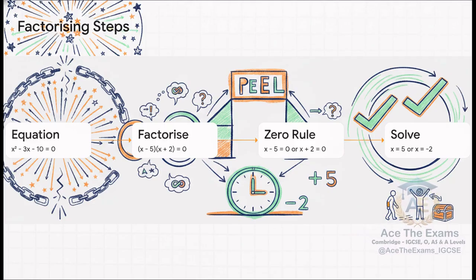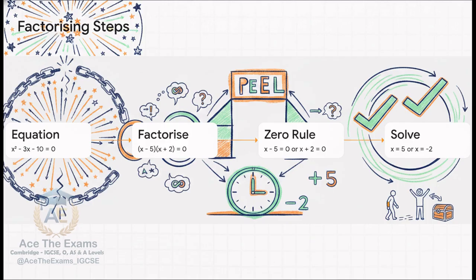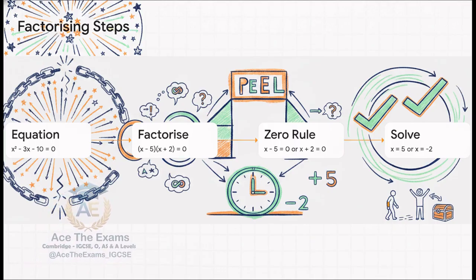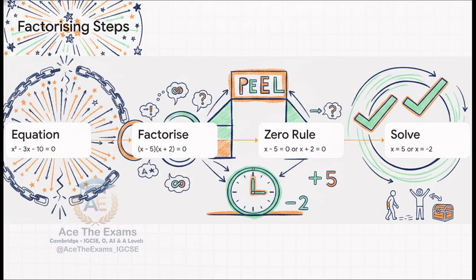So we rewrite the equation explicitly as x minus 5 times x plus 2 equals 0. This is your evidence. Then, applying our zero rule, we explicitly state that either x minus 5 equals 0 or x plus 2 equals 0. Solving these two simple linear equations gives us x equals 5 or x equals negative 2.